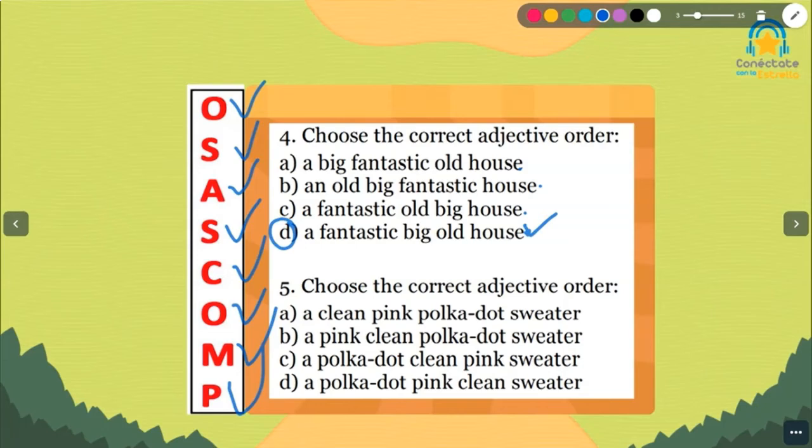A clean pink polka dot sweater, a pink clean polka dot sweater, a polka dot clean pink sweater, or a polka dot pink clean sweater. What do you think? A, very good. A clean pink polka dot sweater, correct.